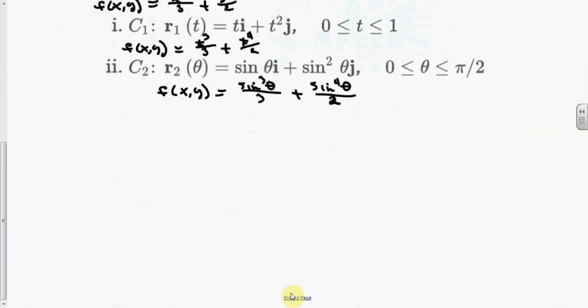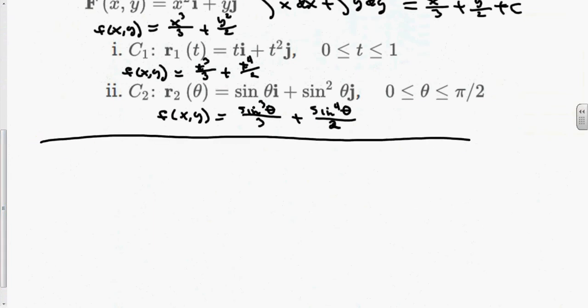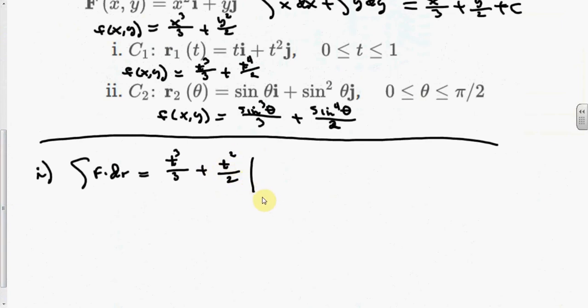I'm just going to scroll up like that, but that information is still there. So for part one, we look for the line integral of F dot dr, and we found the potential function for that one to be t to the third over 3 plus t squared over 2, and we evaluate that from 0 to 1. So that's just 1/3 plus 1/2. So that gives us 5 over 6.